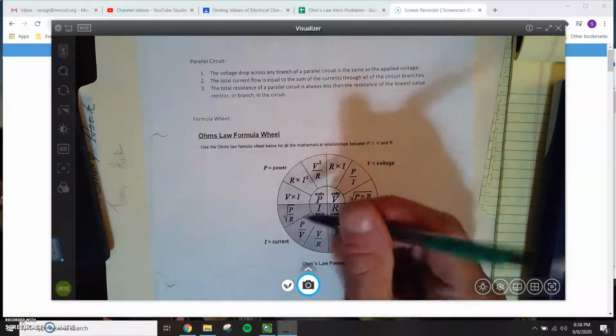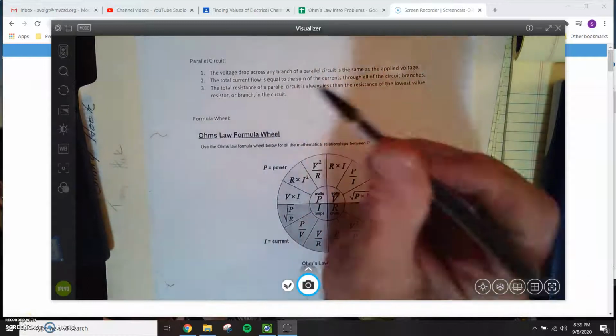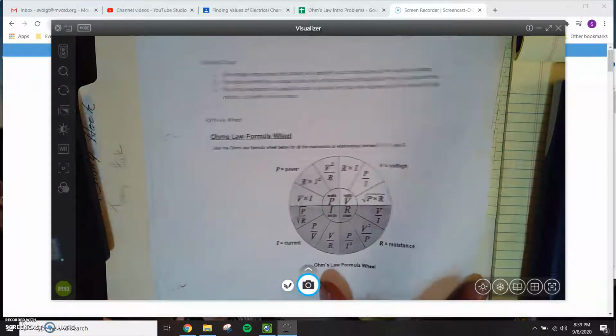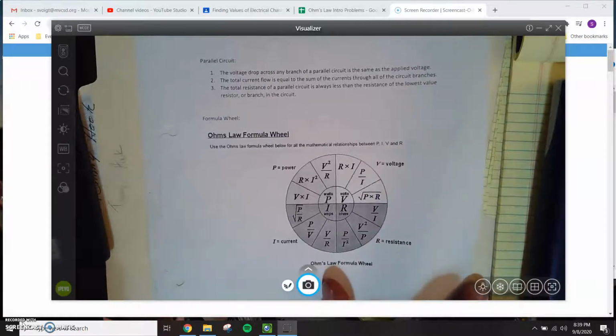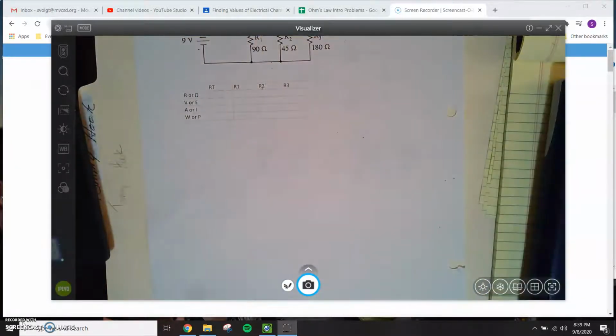All right, electricity class. We are going to go over the parallel circuit rules and how to figure out the values of the different characteristics in that parallel circuit. So first thing I want to do is just show you the circuit we're going to do real quick.